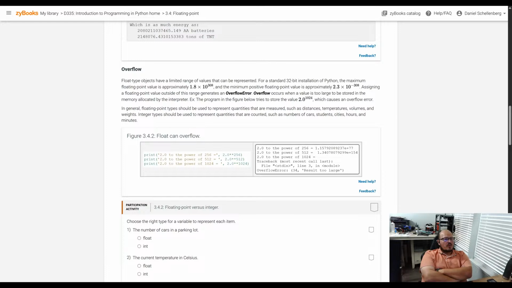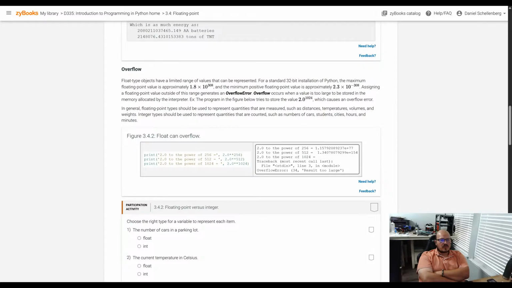Overflow. Float type objects have a limited range of values that can be represented. For a standard 32-bit installation of Python, the maximum floating point value is approximately 1.8 times 10 to 308. And the minimum positive floating point value is approximately 2.3 times 10 to the negative 308. Assigning a floating point value outside of this range generates the overflow error.